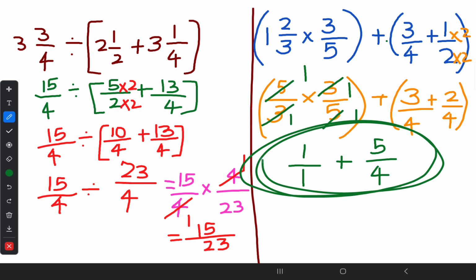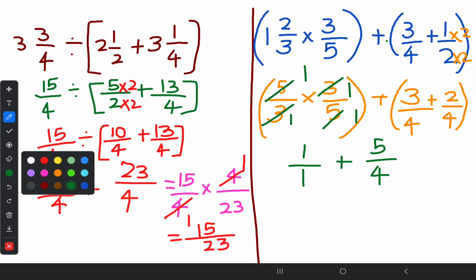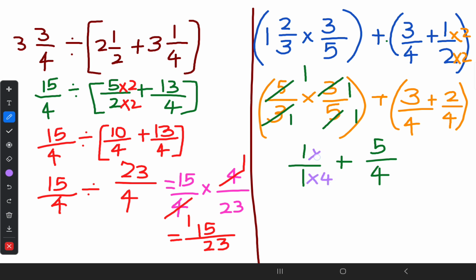Here also there are two fractions. The denominators are not same. That means you should multiply this fraction by 4. Okay, 4. So it will become 4 over 4 plus 5 over 4.